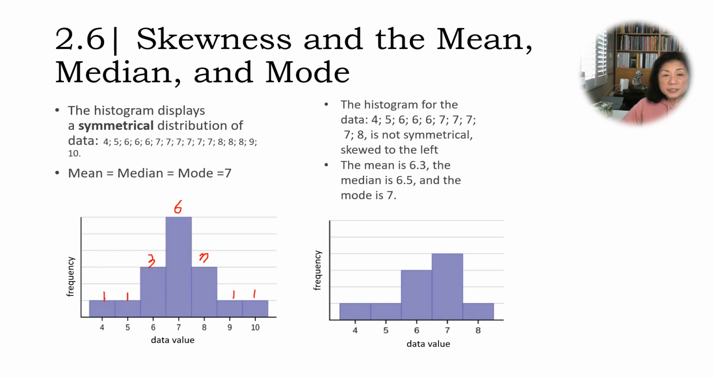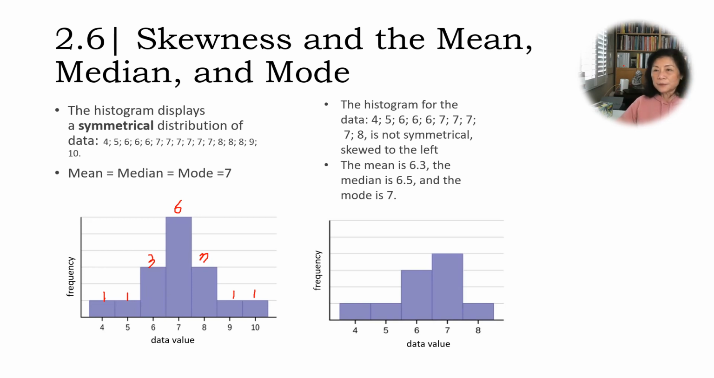They are symmetrical, right? When they are symmetrical, you will find that our mean, which is 7, is at the same position as the median, 7. It's the same as the position of the mode. The mode is the most frequent data occurred, which is 7, same thing.